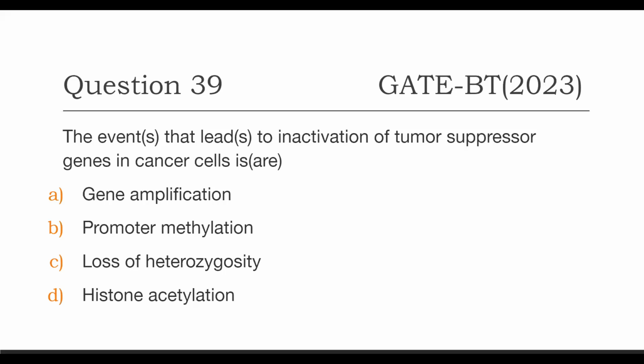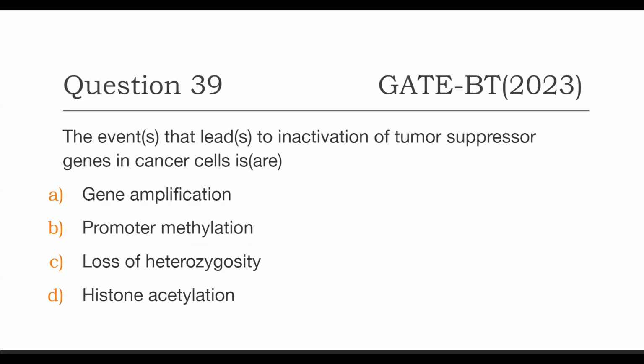Welcome everyone. Today I'll be solving question number 39 of the 2023 GATE Biotechnology paper. This question asks you to choose from the given options events that lead to inactivation of tumor suppressor genes in cancer cells. The four given options are gene amplification, promoter methylation, loss of heterozygosity, and histone acetylation.